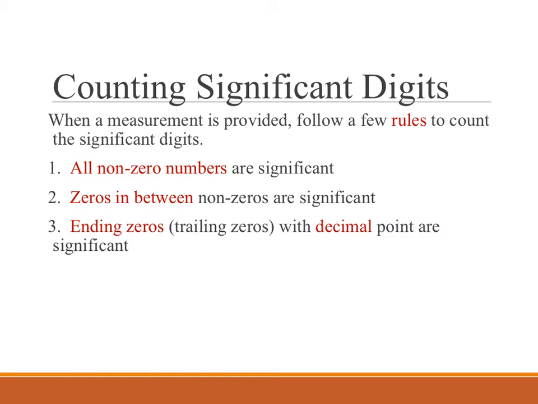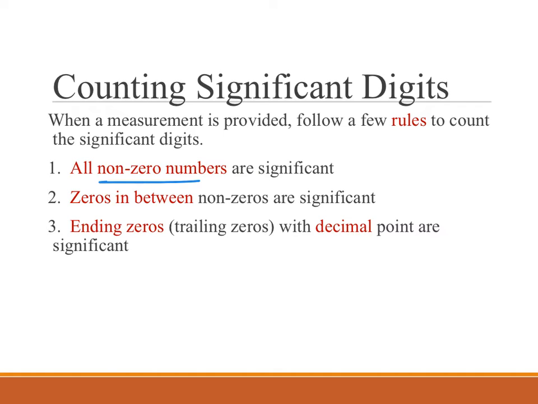So when a measurement is provided, you have a few rules to follow to count the significant digits. And the significant digits then are what you're going to use in calculations. So all non-zero numbers are significant. If it's not zero, it's significant. That's really easy. It's when you get to zeros where it gets complicated.